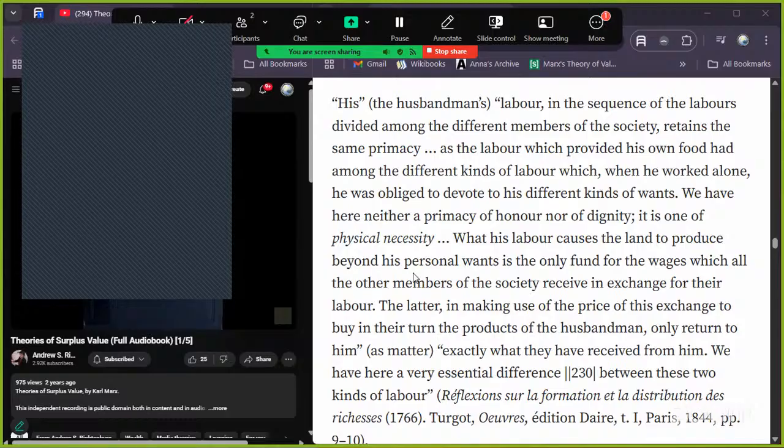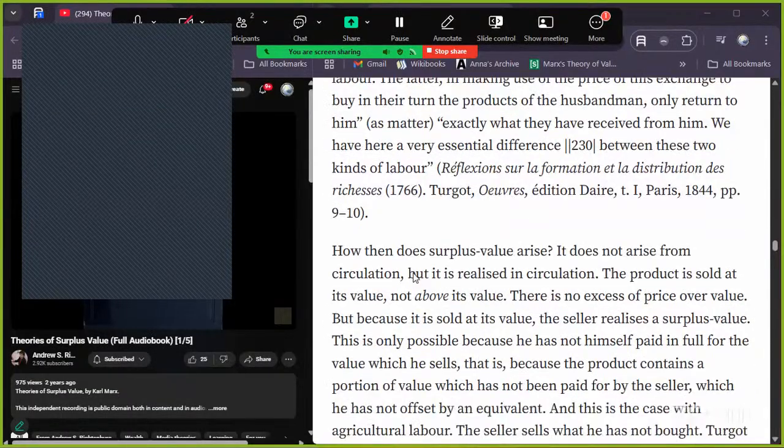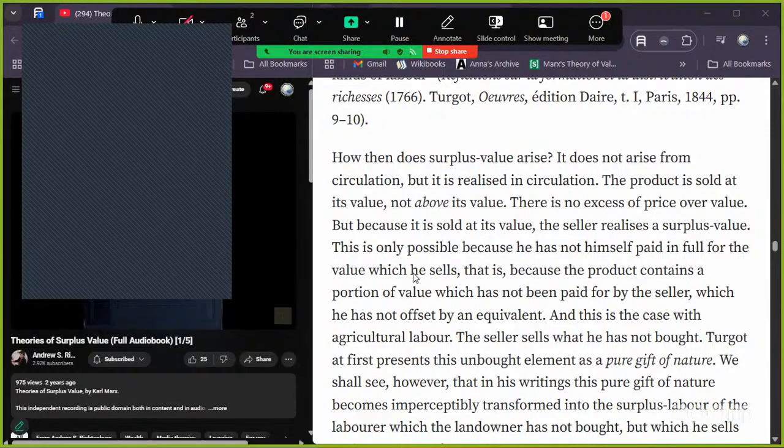Quote: His, that is the husbandman's, labor, in the sequence of the labors divided among the different members of society, retains the same primacy as the labor which provided his own food had among the different kinds of labor which, when he worked alone, he was obliged to devote to his different kinds of wants. We have here neither a primacy of honor nor of dignity. It is one of physical necessity. What his labor causes the land to produce beyond his personal wants is the only fund for the wages which all the other members of the society receive in exchange for their labor. The latter, in making use of the price of this exchange to buy in their turn the products of the husbandman, only return to him exactly what they have received from him. We have here a very essential difference between these two kinds of labor. End quote from Turgot. How then does surplus value arise?